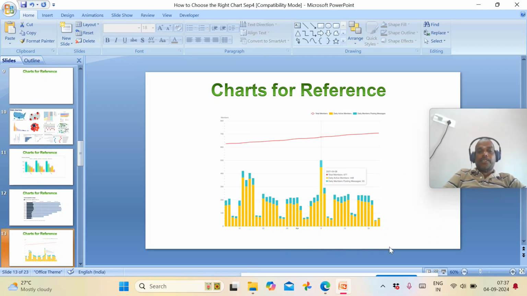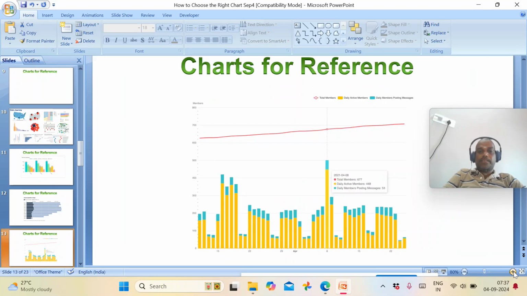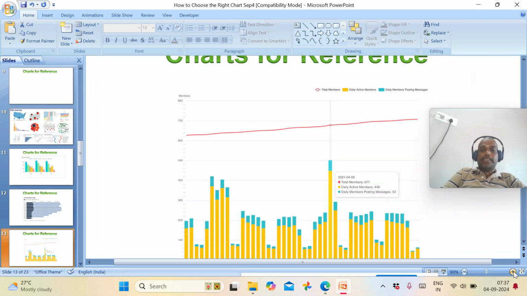See, you can see this chart. What inferences are you getting? In this chart you can see there are three colors, right? The yellow color will tell you about your daily active members, and the light blue color will tell you the daily members posting messages. On top of that, red will be your total members. So we are displaying the metrics of three variables here with a combo chart.